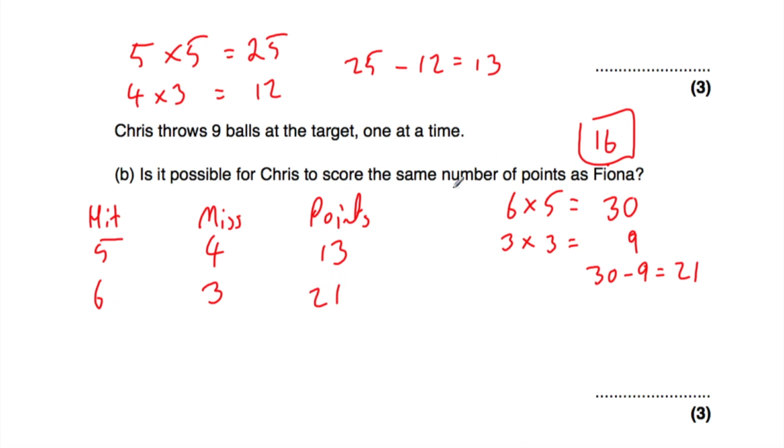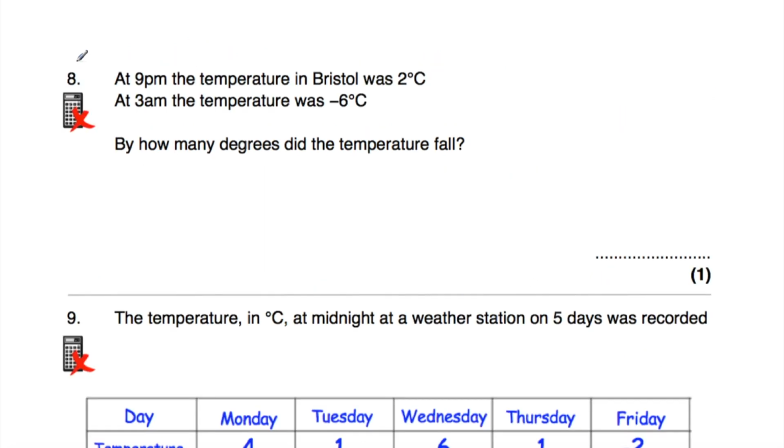Now, we want to know, can Chris get 16 points? But if he hits 7 times and misses twice, he's actually going to get more points than 21. And if he hits 4 times and misses 5 times, he would get less than 13 points. So it's not going to be possible for Chris to get a number such as 16 points because it's in between the 13 and 21. And if he hits more times, he'll get more points. If he hits less times, he'll get less points. So because he can only get 13 and 21, he can't get 16 points. So can Chris score the same number of points as Fiona? The answer would be no. And that's it.